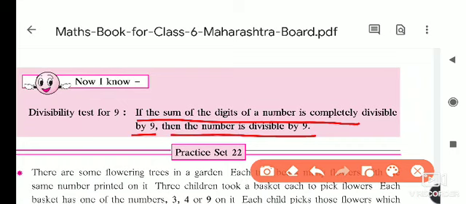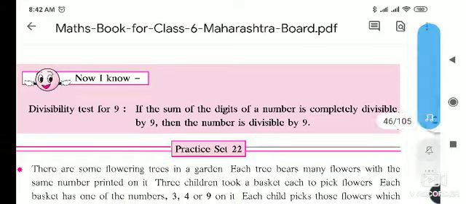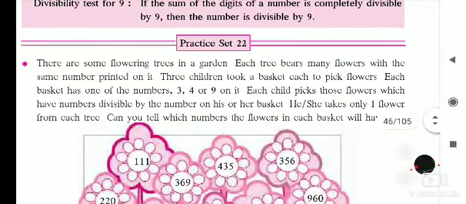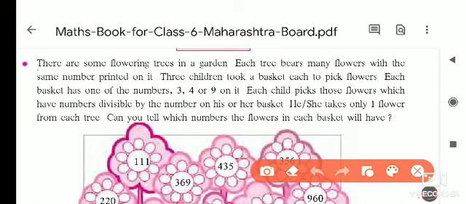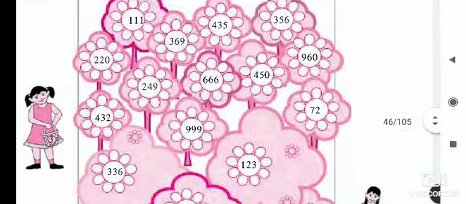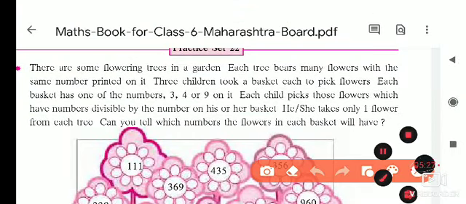Now, using all these divisibility tests, we have to solve today's exercise, practice set number 22. What is the question given here? There are some flowering trees. If you see here, flowering trees are there, and each tree bears flowers.